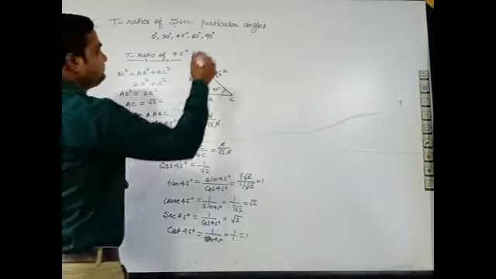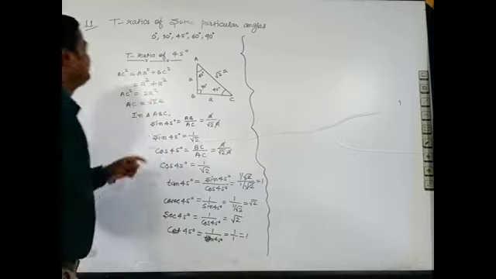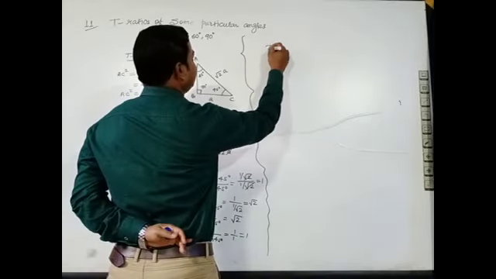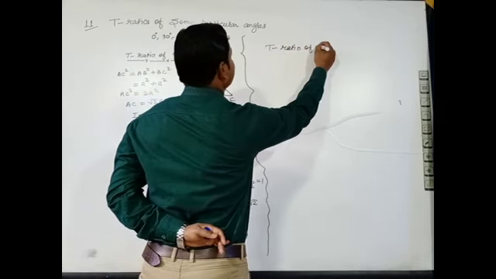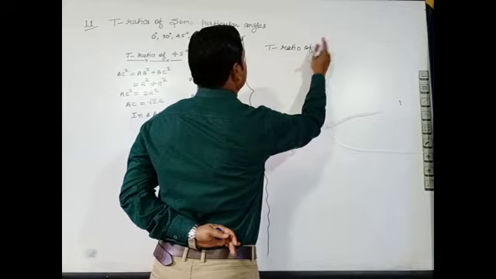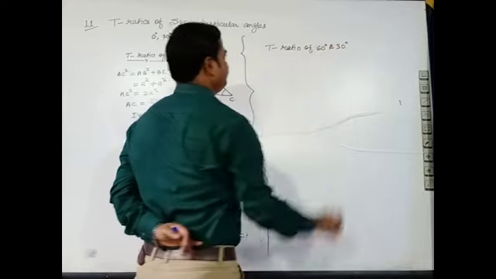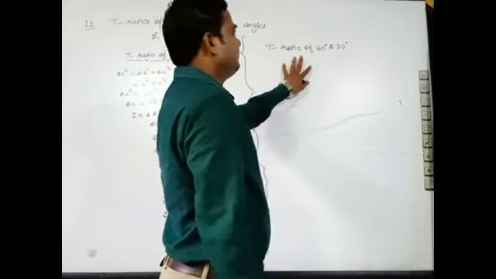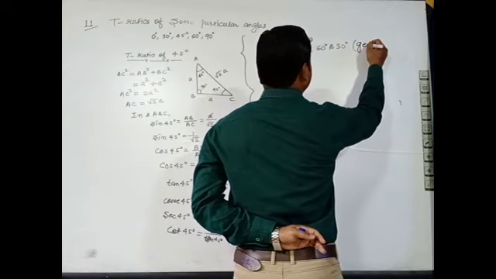Okay, now move on. This is T ratio of 45. Now move to T ratio of 60 degree and 30 degree. 60 degree and 30 degree. How can we find the value geometrically? We can say this one is geometrically.